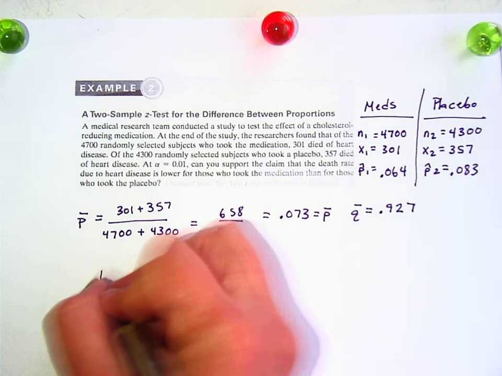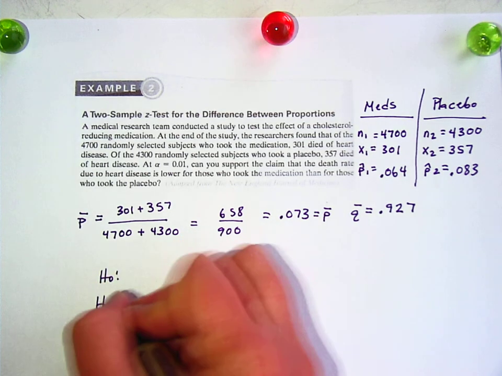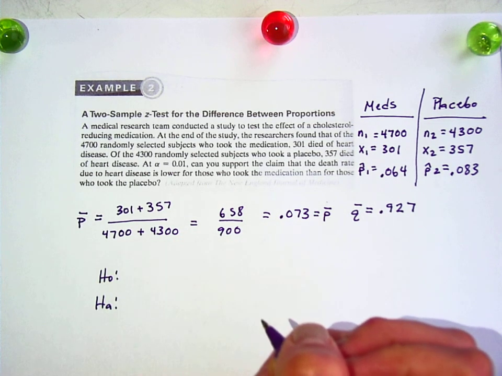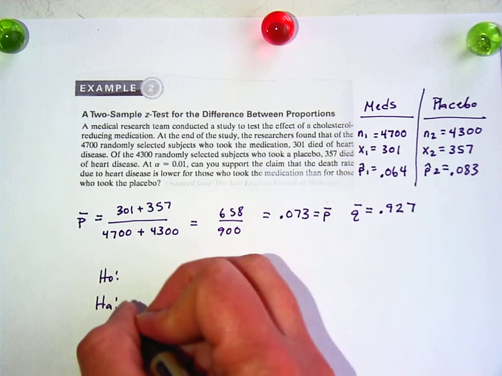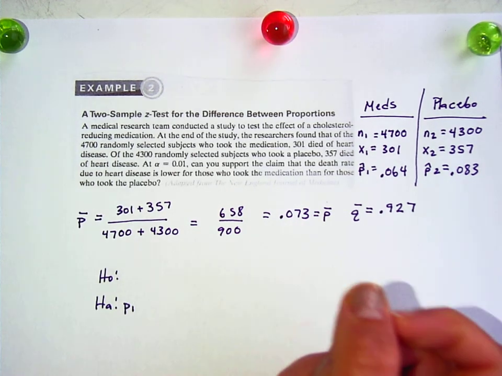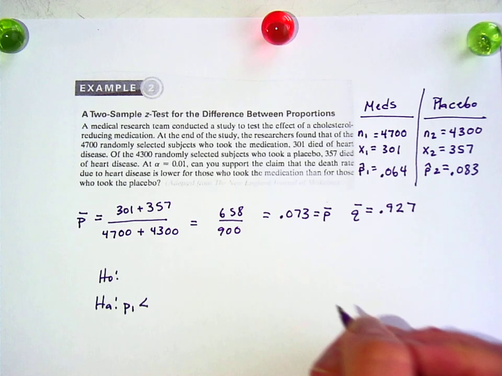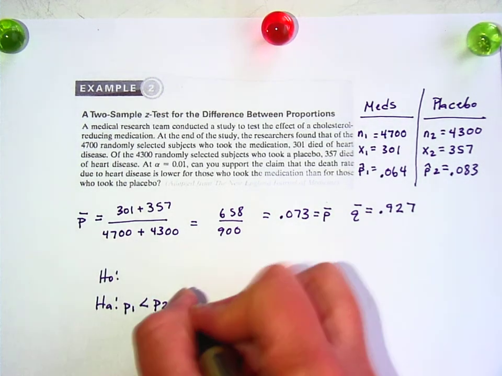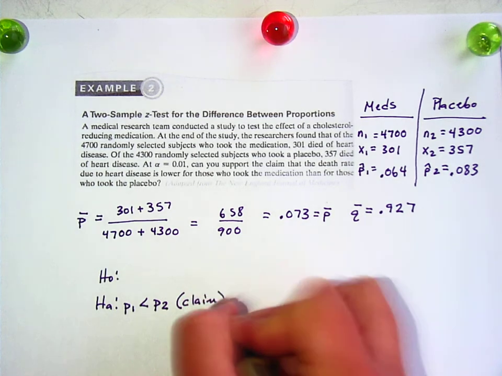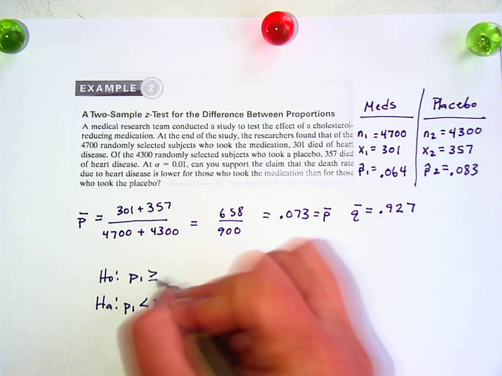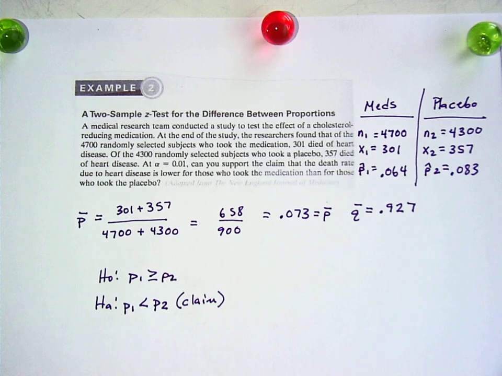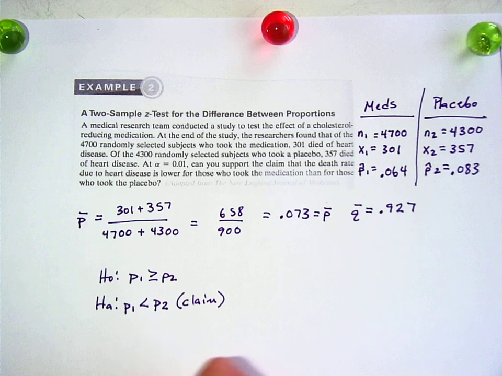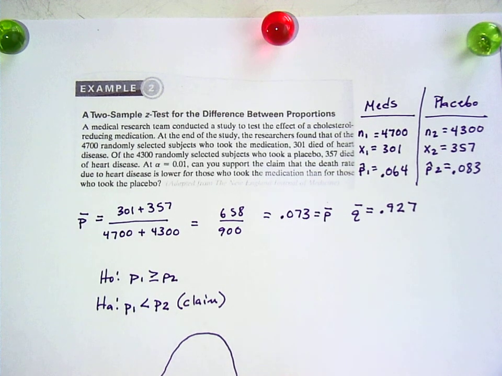Okay, H sub O, H sub A. They're saying that the death rate, or I guess we'll do the H sub A, the death rate is less for people who took medication than the death rate for people who took the placebo, so that's their claim. And here it's P1 is greater than or equal to P2. Hopefully you're good at doing those H sub O's and H sub A's by now. The only thing different is that we haven't really done a proportion before, but not too different.